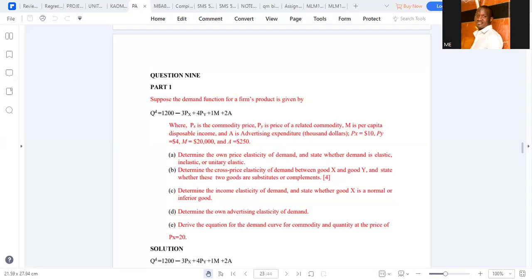Welcome to our class to do with elasticity of demand. Elasticity of demand.